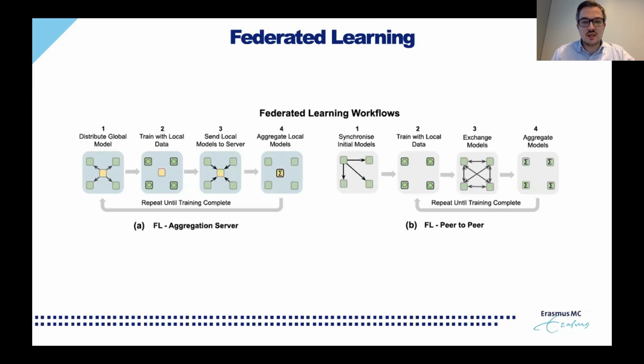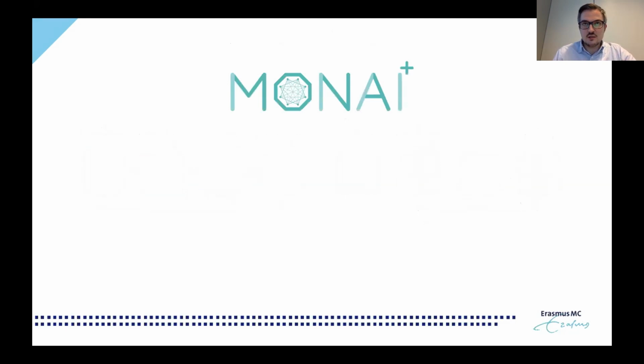But at the end you will get the result the same way as if you had all data in one place. So basically, pooled analysis without sharing raw data. And there is quite some development in the deep learning community. This is an example of an open source framework to do this, mostly focused on image analysis.